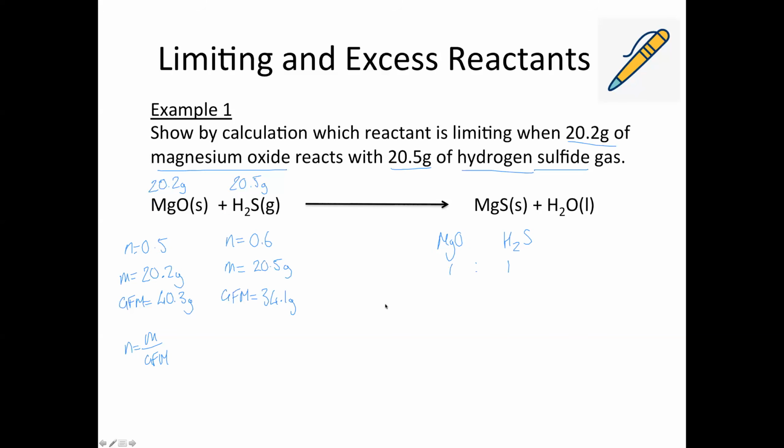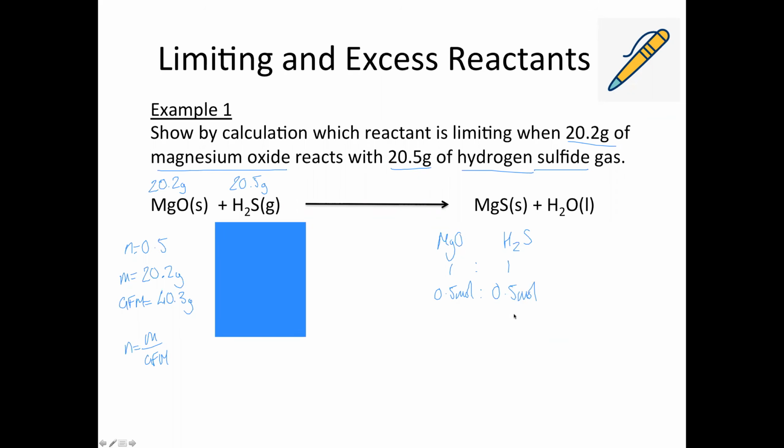So my advice would now be to cover up the reactant, like physically cover up the reactant on the right, and take the one on the left to decide how much of the other reactant you would then need to fully react your magnesium oxide. So if we have 0.5 moles of the magnesium oxide, based on the stoichiometric ratio in the equation, we would need 0.5 moles of hydrogen sulfide.